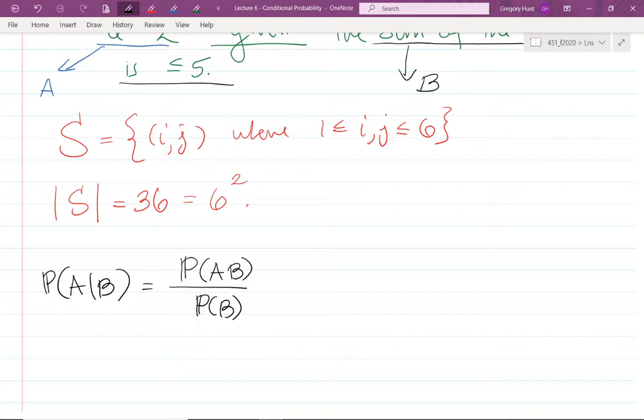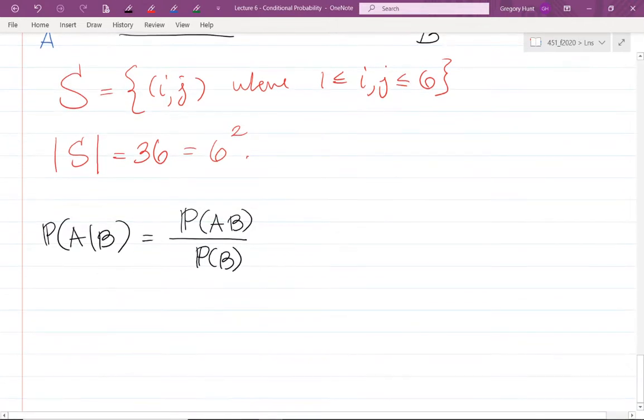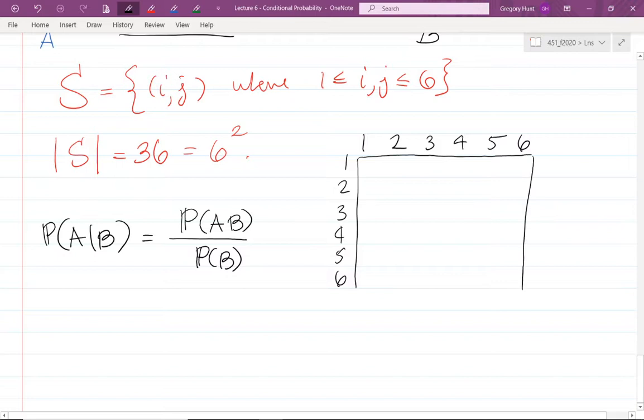There's a couple of different ways to do this. I think one instructive way to do it is to just draw a table. So let's draw a table of possible rolls. The first die could have a roll 1, 2, 3, 4, 5, 6. And the second one could also have a roll of 1, 2, 3, 4, 5, and 6. Here's my table of possible rolls. Just draw out some lines here.